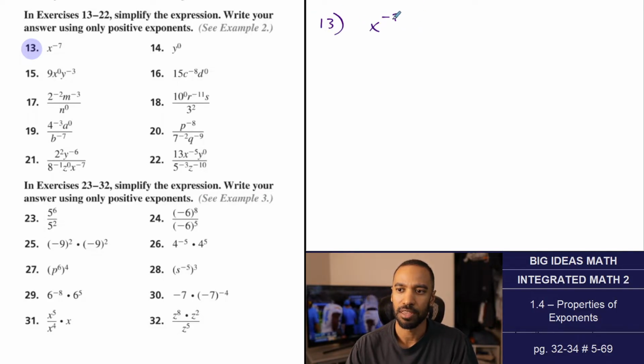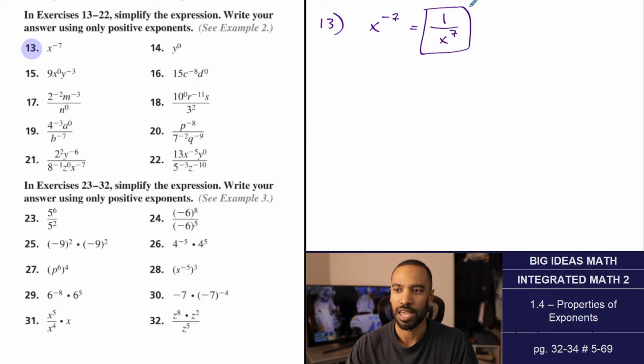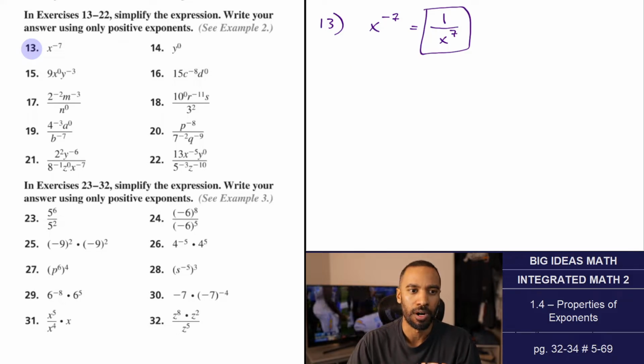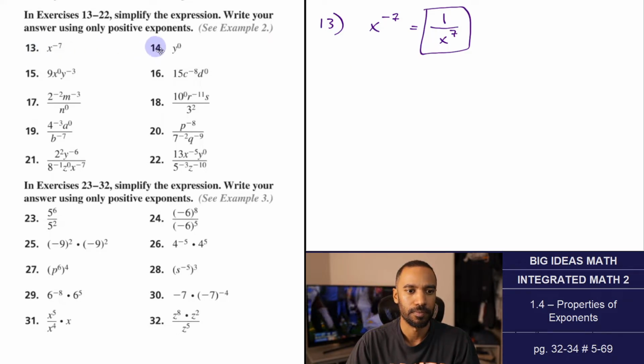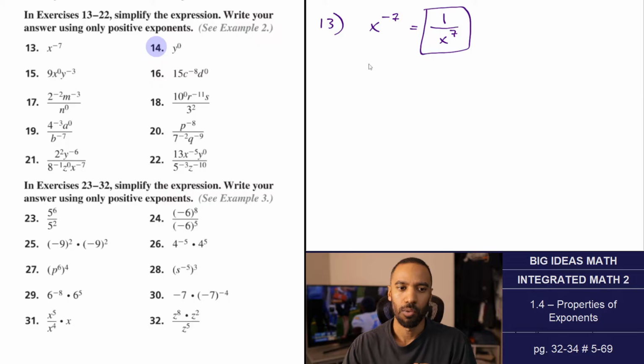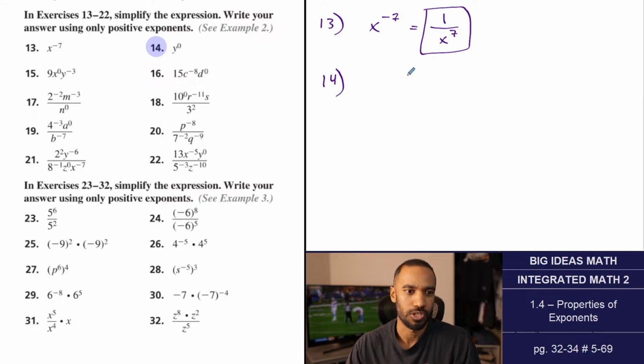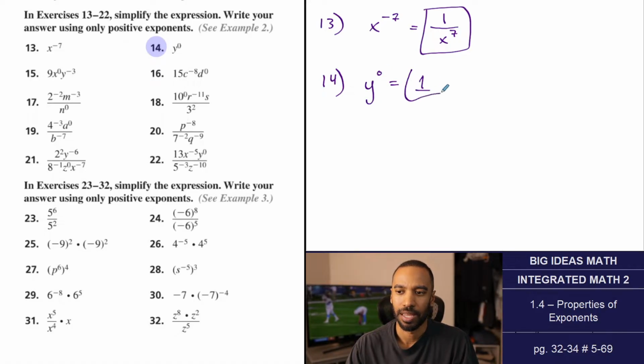x to the negative 7th, straightforward. That's 1 over x to the 7th power. And because it's not a number, we can't do anything more with that portion. Number 14, y to the 0 power. As long as y is not 0, which we just assume it's a positive variable, y to the 0 is 1. And that's it.